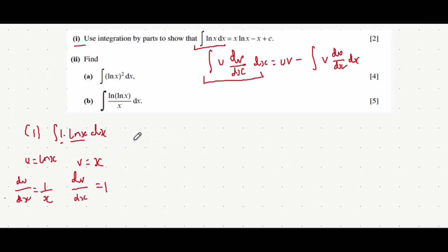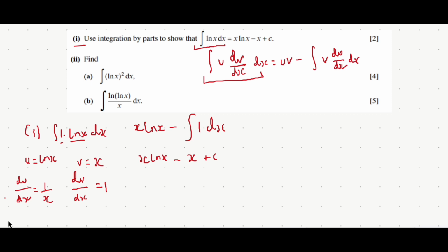Inputting it into the right hand side of the equation, we get uv, ln x multiplied by x, which I'm just going to write out as x ln x, just to simplify things. Take away the integral of v, which is x, multiplied by du dx, which is 1 over x, and then dx at the end. So x times 1 over x, this x cancels out with this x, leaving you with just 1. So this whole term can be rewritten as the integral of 1 with respect to x. When you integrate 1, that's just x itself. So we have x ln x minus x, because 1 integrates to x, and then plus c. And that's it. That's the answer for part I of the question.